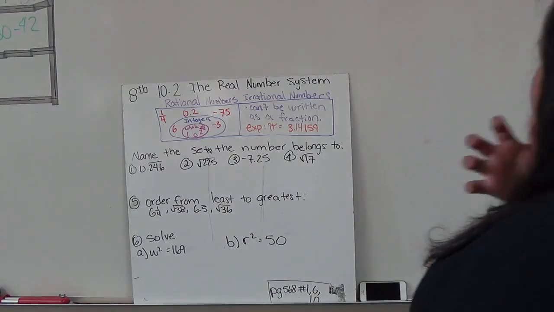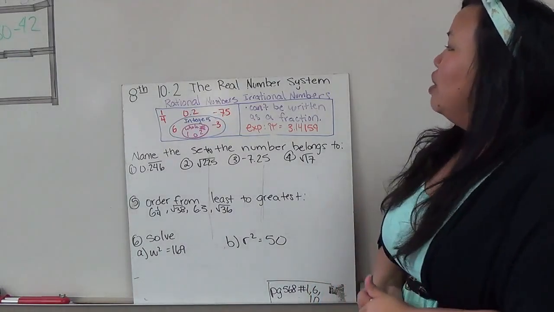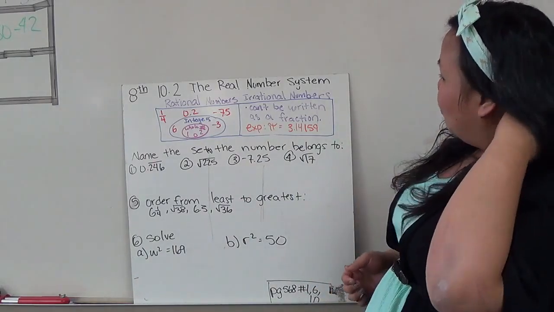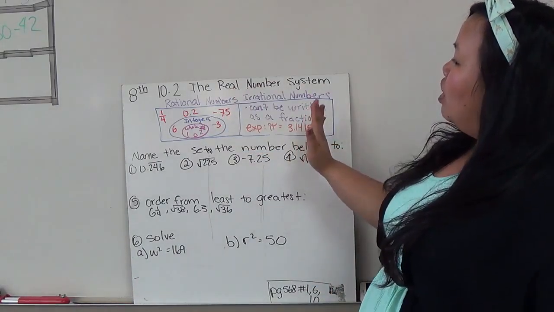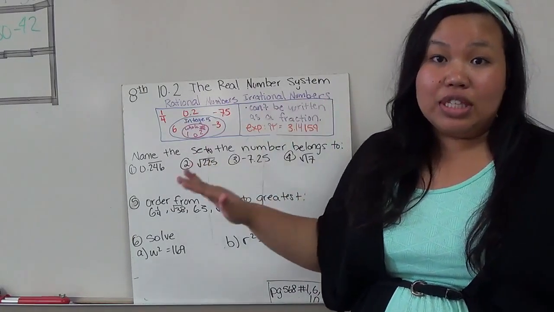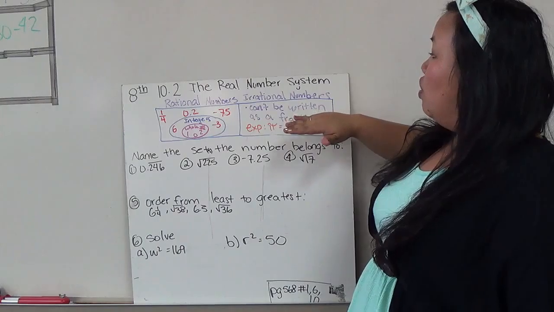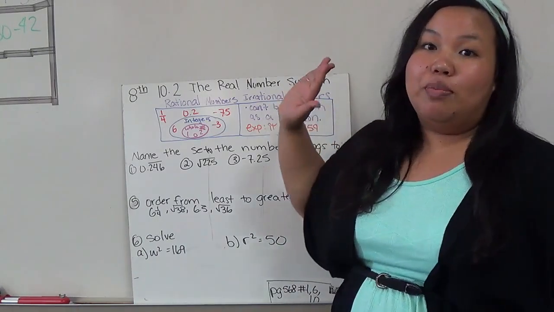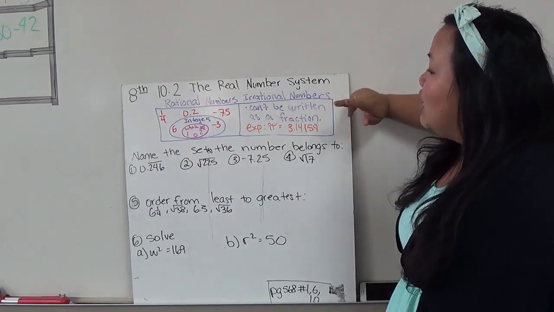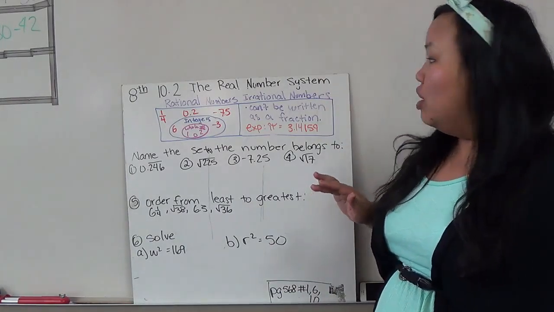For section 10.2 in 8th grade, we're dealing with the real number system. So we have two different categories that we're going to face: rational numbers and irrational numbers. Basically, the difference is, if it's not an irrational number, then it's a rational number, okay? And you can spot an irrational number because it can't be written as a fraction.